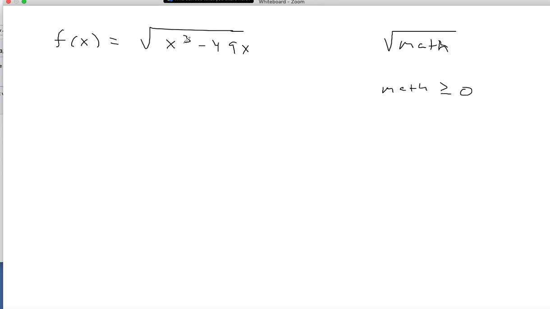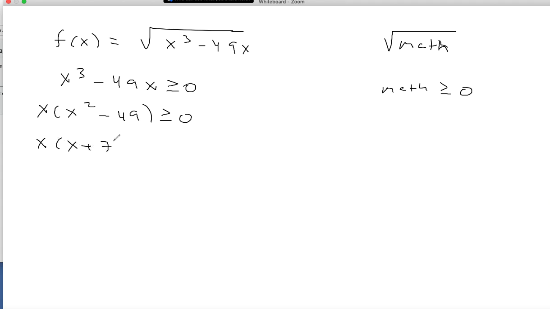So what we need to do is figure out essentially where this function right here is greater than or equal to 0. And to do that, there's a few different ways. Any of them we'd want to start by factoring. So we'll factor an x out front, x squared minus 49 greater than or equal to 0, and then that's the difference of squares, so that's going to be x plus 7 and x minus 7 greater than or equal to 0. So we have zeros at 0, negative 7, and 7.